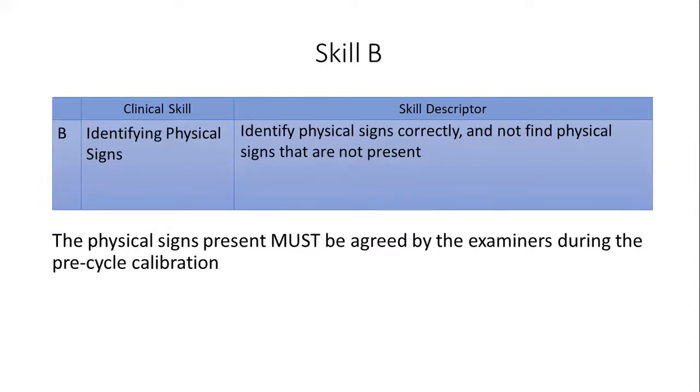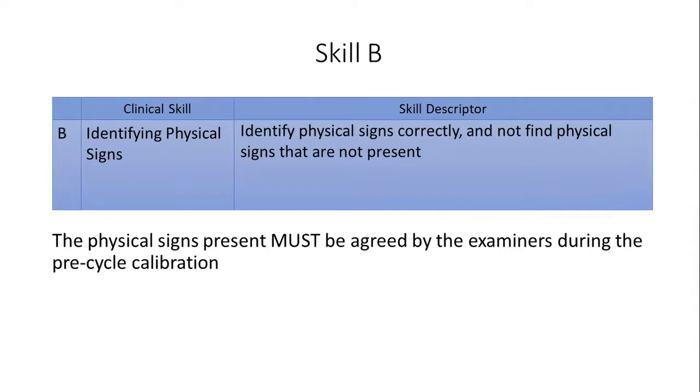Now, identifying physical signs. Here you need to identify the signs correctly. For example, if you have a patient with bronchiectasis, you need to identify the clubbing, you need to identify the bilateral coarse crackles at the infrascapular area. These are physical signs, and there is no compromise here. These are hard physical signs. They are either there or they are not there. You cannot say that there could be clubbing. You need to be very precise and very thorough with your answer that you have identified the physical signs.